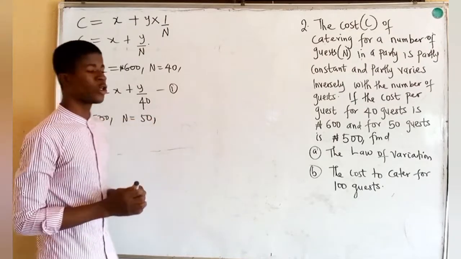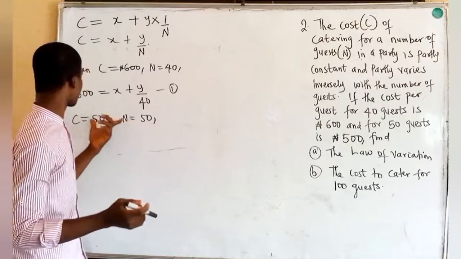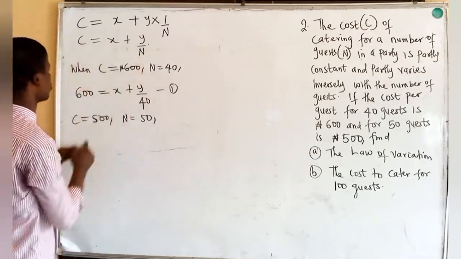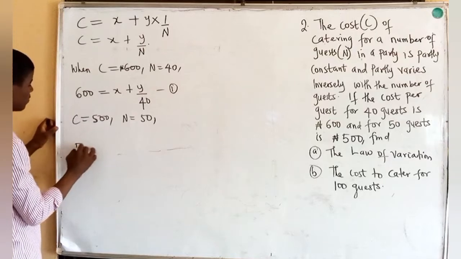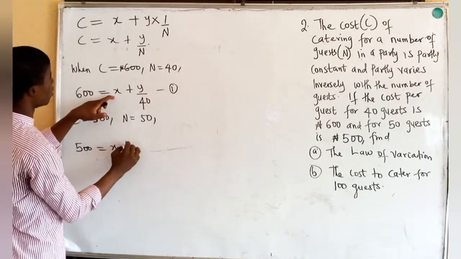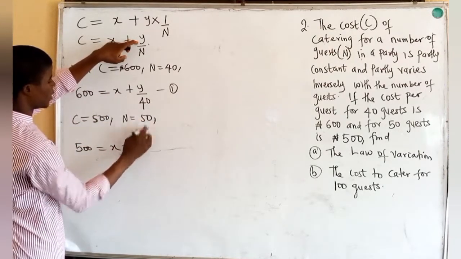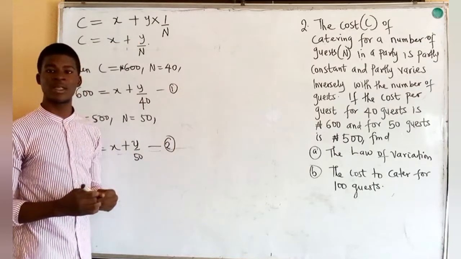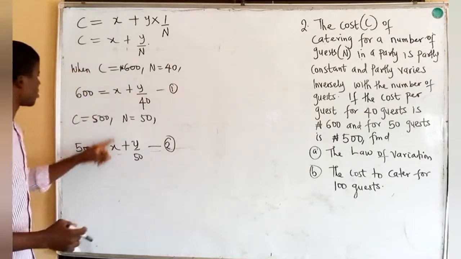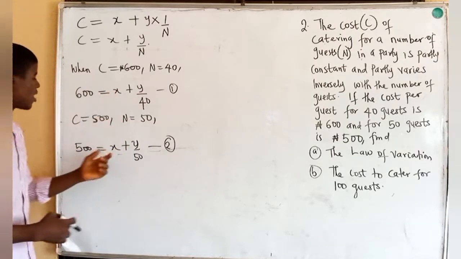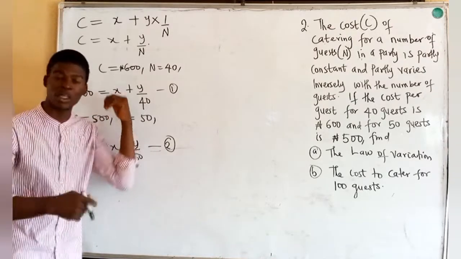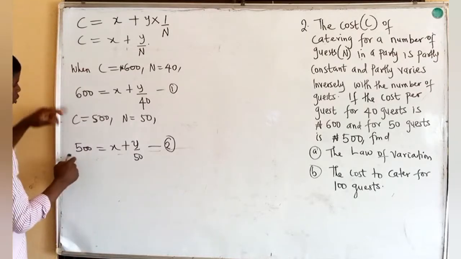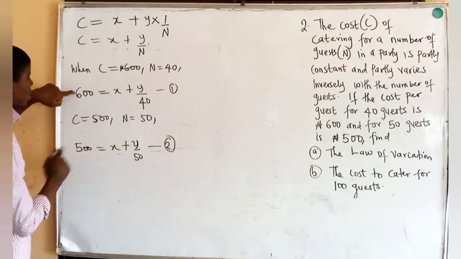Let's solve this equation. These values of C and N will be substituted into this equation also. So I have 500 is equal to x plus y over N, which is 50, equation 2. It will be easier for us to eliminate x here, because the coefficient of x in both equations is 1. So just say equation 1 minus 2.